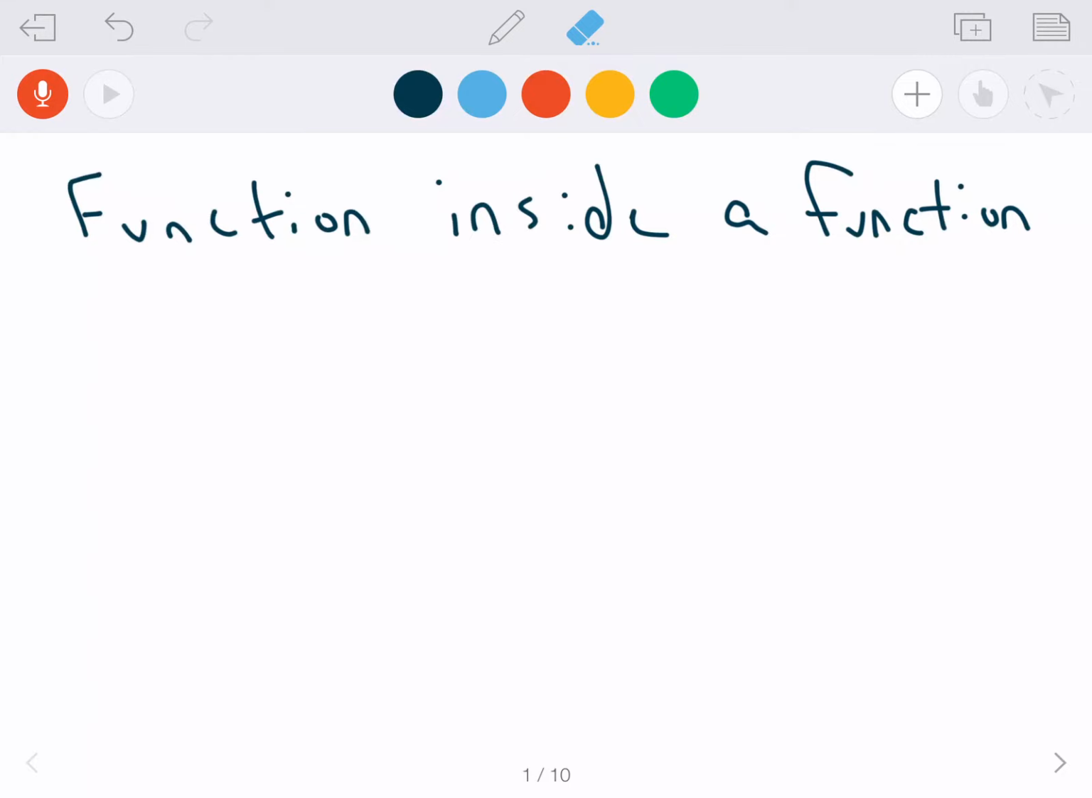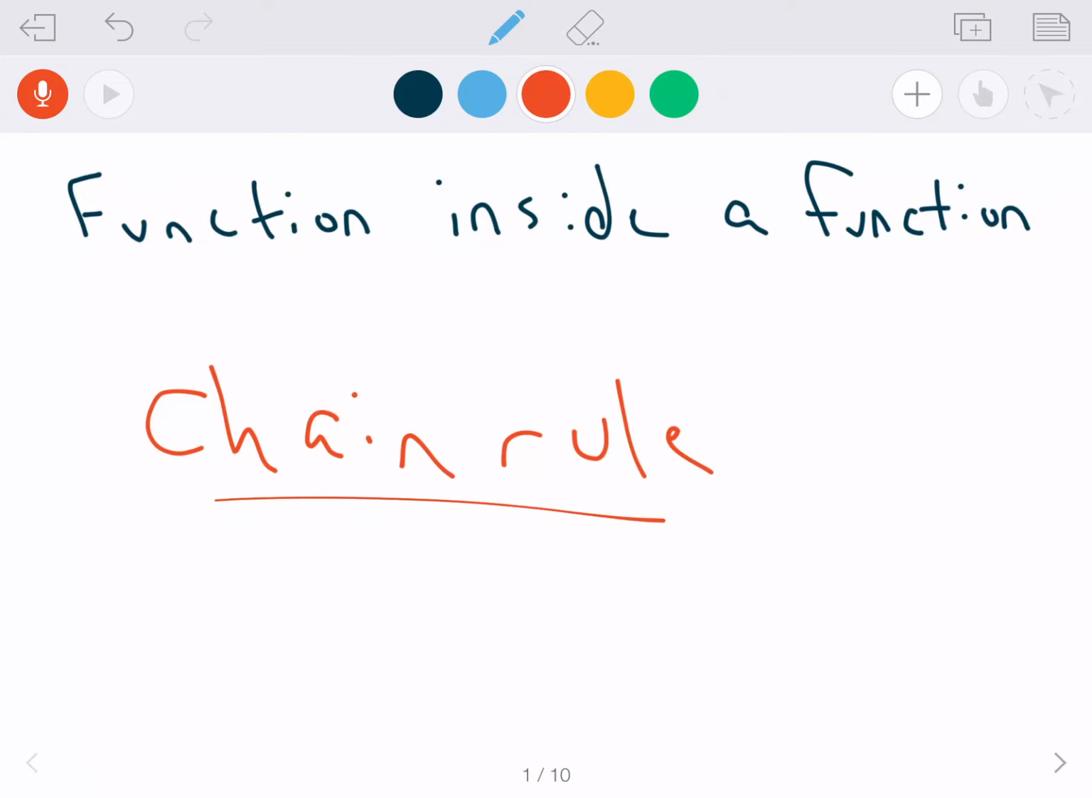All right, guys, chapter 3, big picture. What are all the things that we talked about in this chapter? The first thing we looked at is functions inside of functions. If you have a function inside a function, this is your red flag to use the chain rule, right?